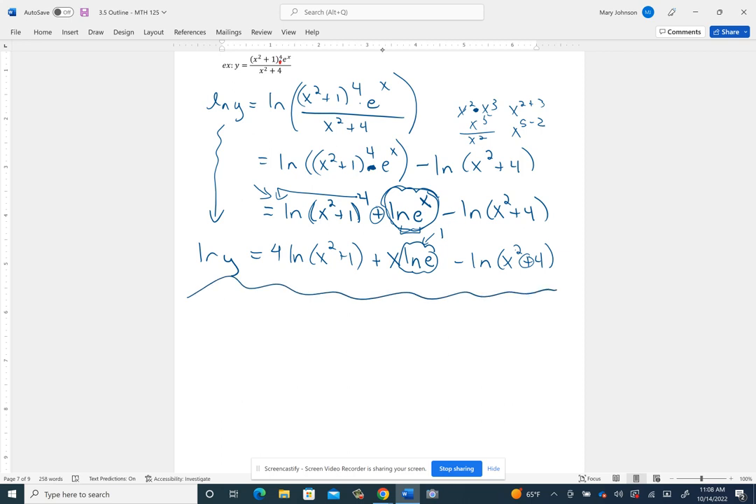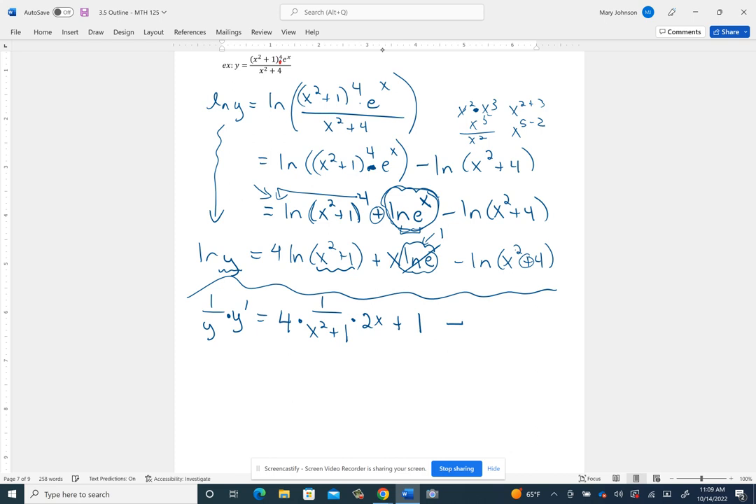So the derivative of a natural log is 1 over your input, but then you have to multiply by the derivative of the inside function. So here I'll get 4 times 1 over x squared plus 1 times the derivative of the inside function, 2x. Here that's really just x, right? This is just 1. So the derivative of x would just be 1.